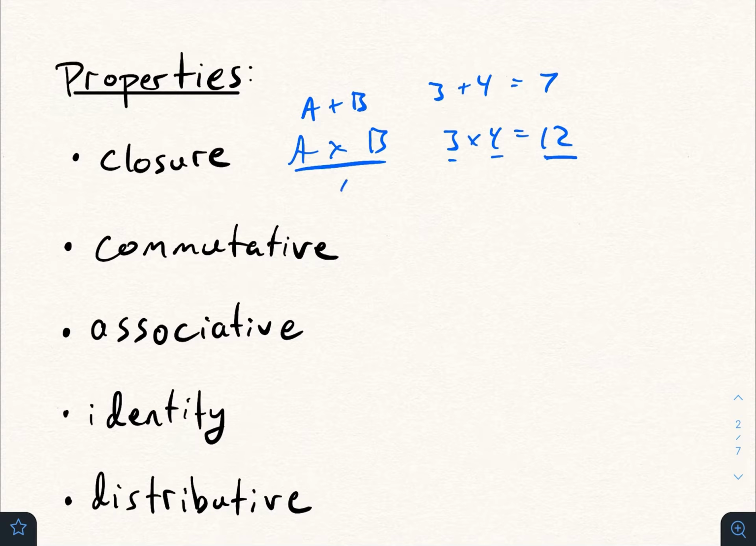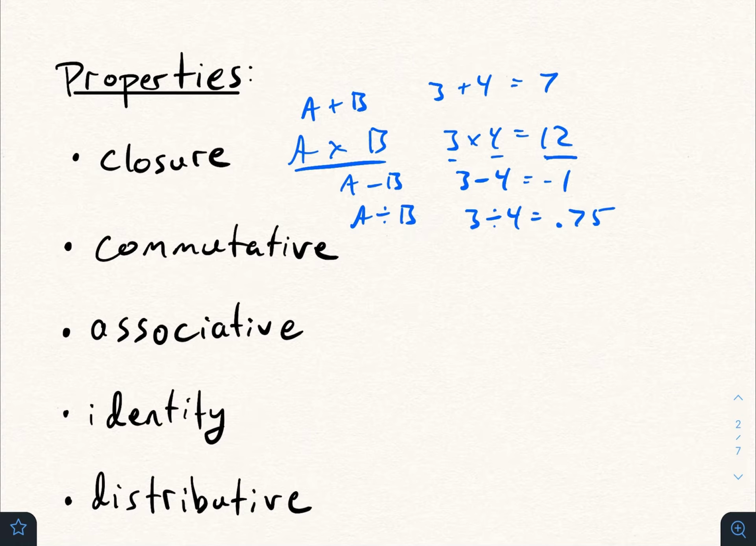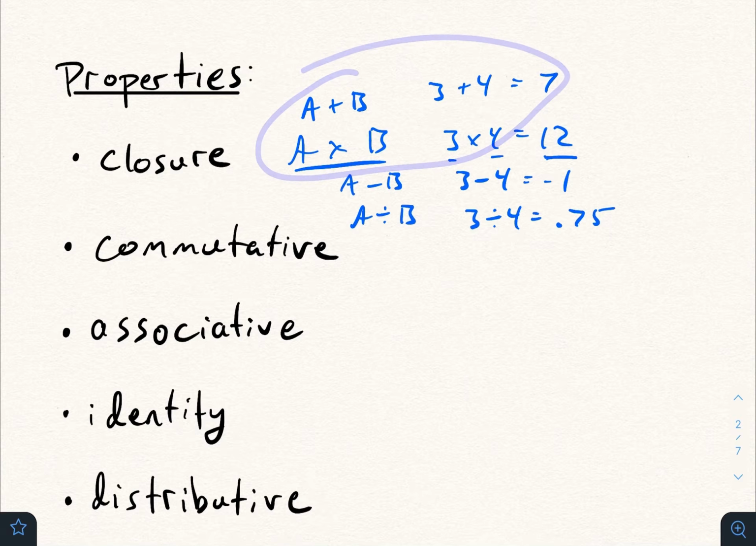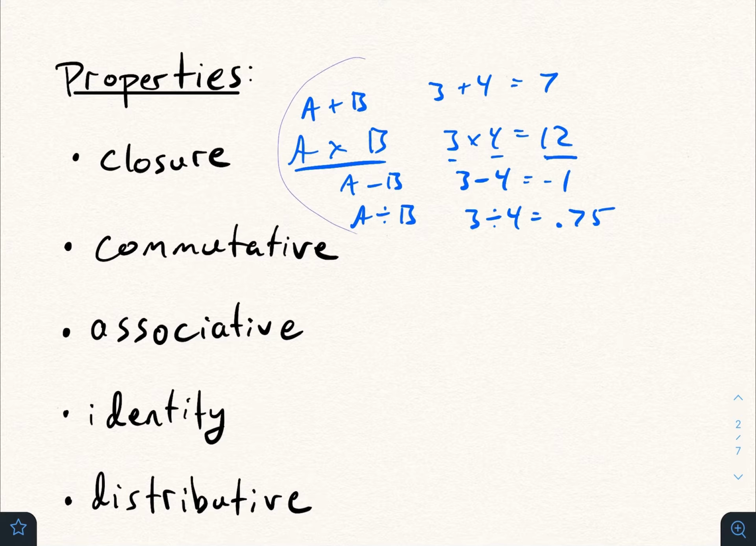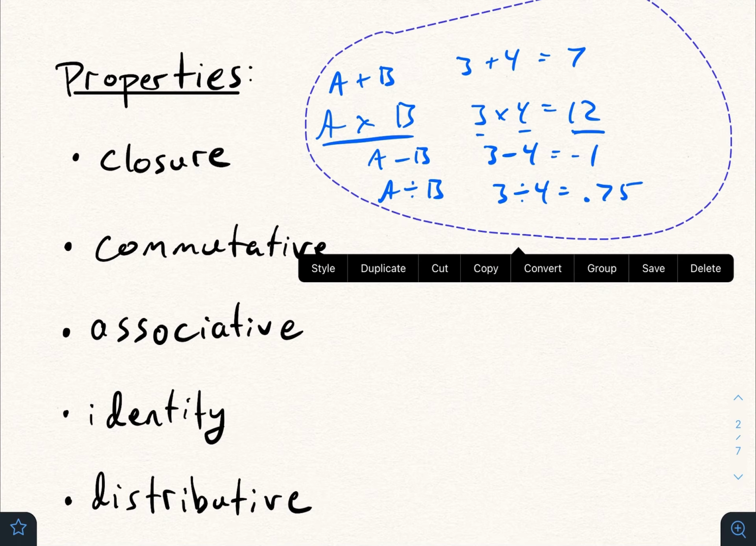But that does not hold for, say, subtraction or division. If you took 3 minus 4, this would be -1, which we do not consider a whole number. We consider that, it's called an integer. And if you took 3 divided by 4, this is 3/4 or 0.75, this is not a whole number. So closure is a property that holds for multiplication, but not necessarily all other operations.